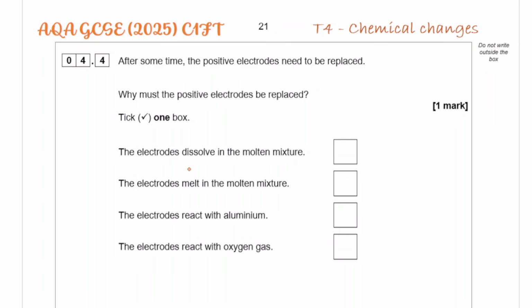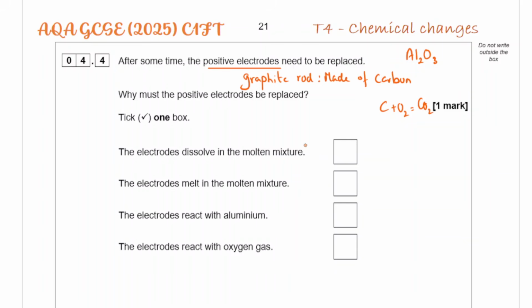After some time, the positive electrodes need to be replaced. Now, the positive electrodes are basically graphite rods, which means they're made up of carbon. So during this process, you're actually breaking down aluminium oxide, which is Al2O3. Once you separate the oxygen from the aluminium, that oxygen will react with the carbon to form carbon dioxide, which means that graphite rod is slowly going to burn away.